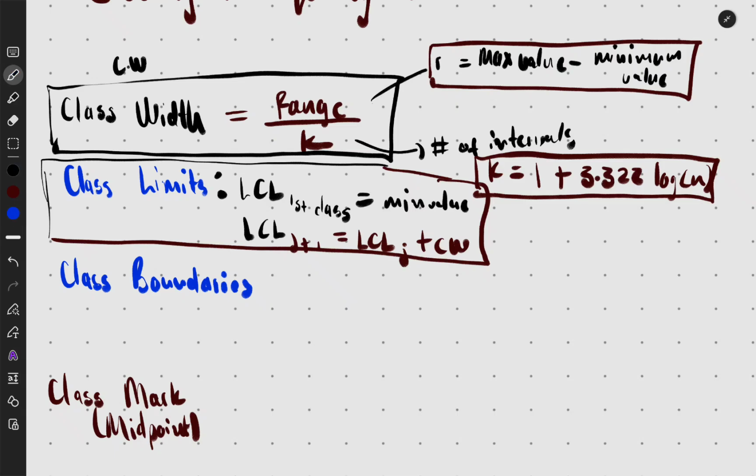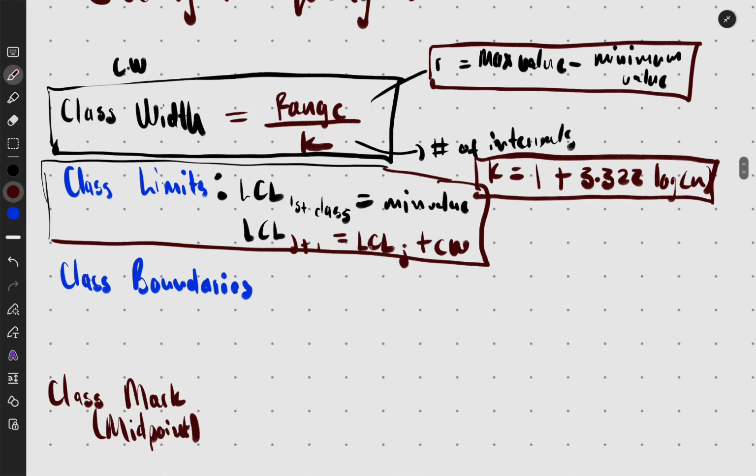So for class limits, you need to know the very first one, the minimum one. The lower class limit for the first class is the minimum value. Then for all the other ones, you just add class width to get the lower class limits.